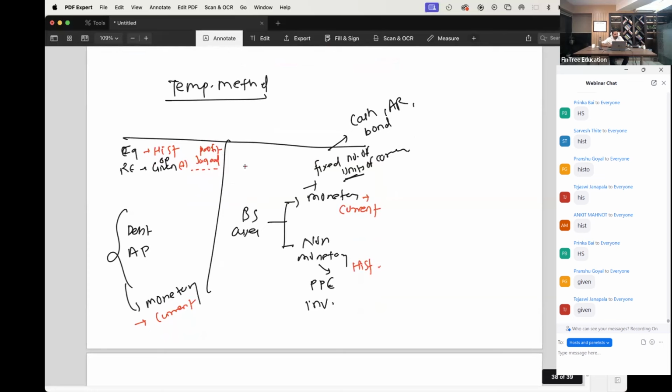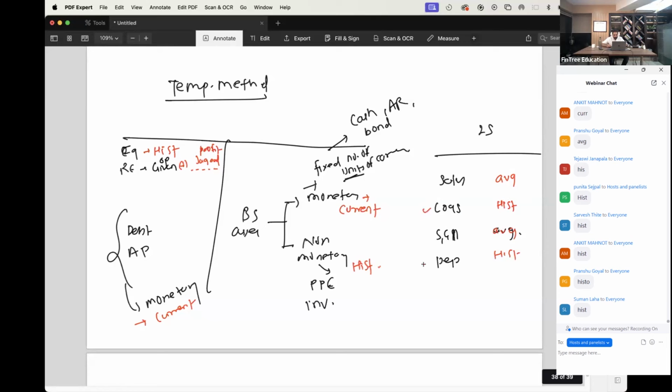Is there a CTA here? No. Income statement. Sales, which rate? Sales, average rate. COGS, historical rate. SG&A, average rate. Depreciation on PPE, historical. So you just need to remember this: inventory related and depreciation related will go in at historical rate, and that's how I will get my net profit.